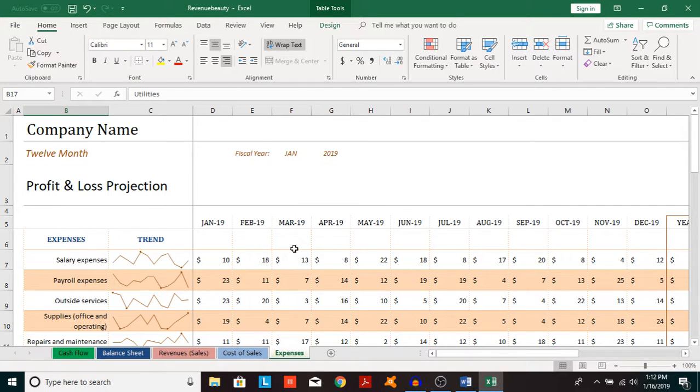We hope this Excel form will help you see trends, let you easily put in your numbers, and gives you a quick and easy place where you can take a quick snapshot of how well your business is going.